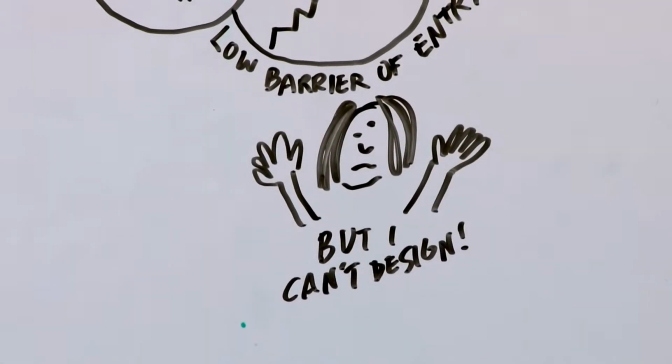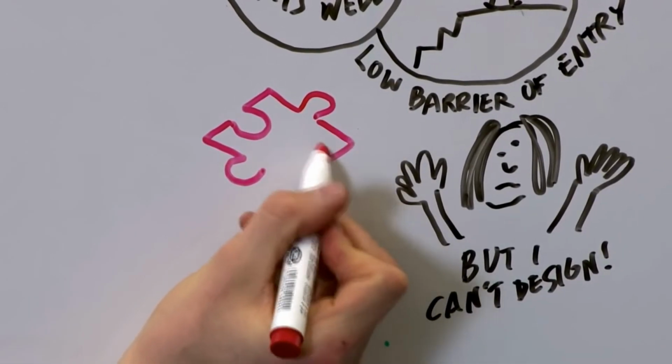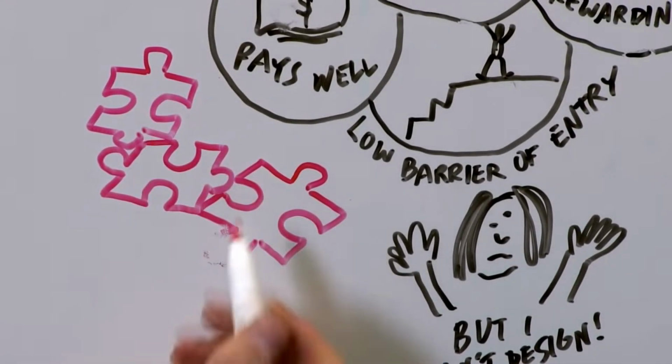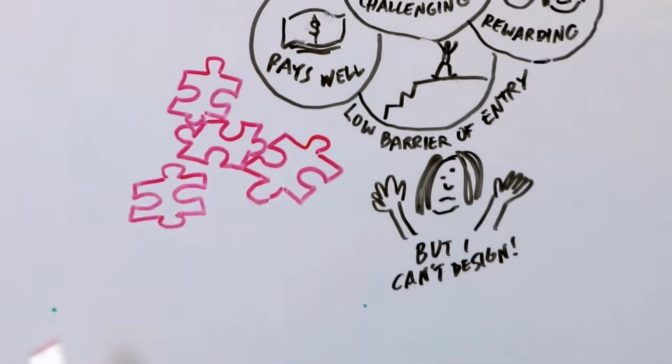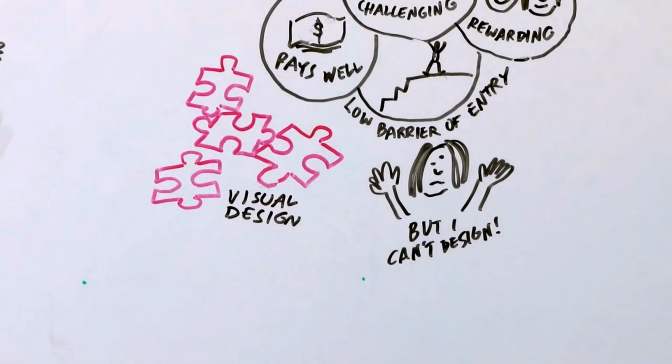UX design is the design behind the visuals. Visual design is just one small part of it. It's an important part, but some of the best UX designers I know actually aren't that great at visual design, but they're really good at those other areas that are so important. And that's pretty much it.